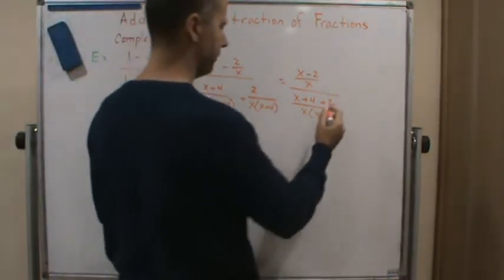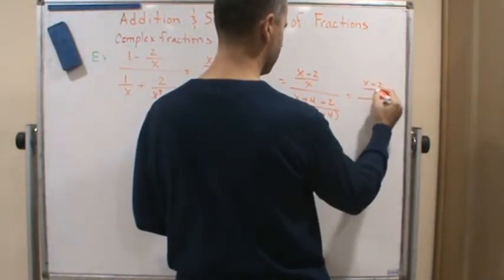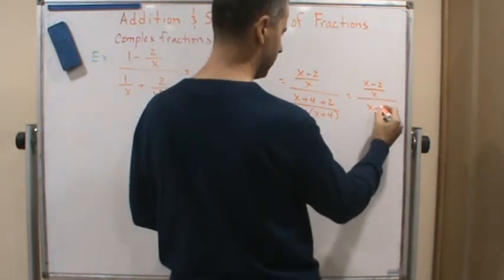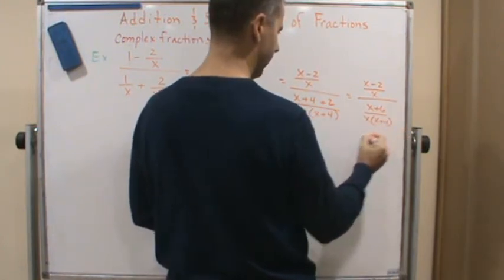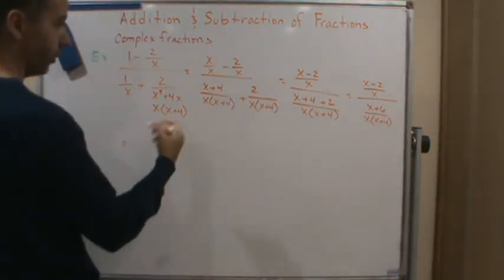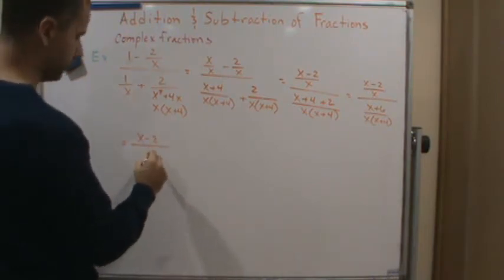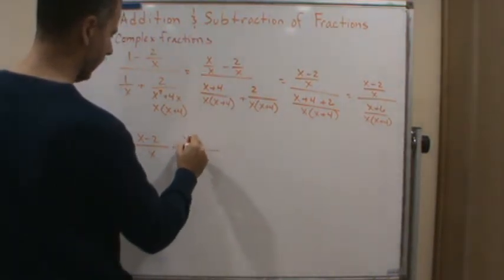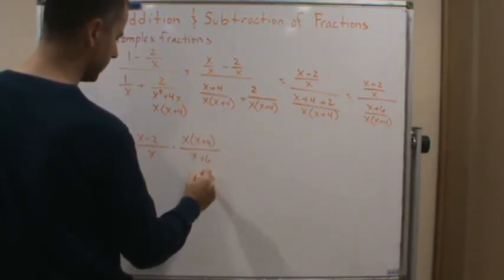And now let's just simplify this a little bit. So this will equal x minus 2 over x, and then of course we can simplify this to x plus 6 over x times x plus 4. And now I'm going to change it to a multiplication problem. So that's going to change it to what? It's going to change it to x minus 2 over x times x plus 4 over x plus 6.